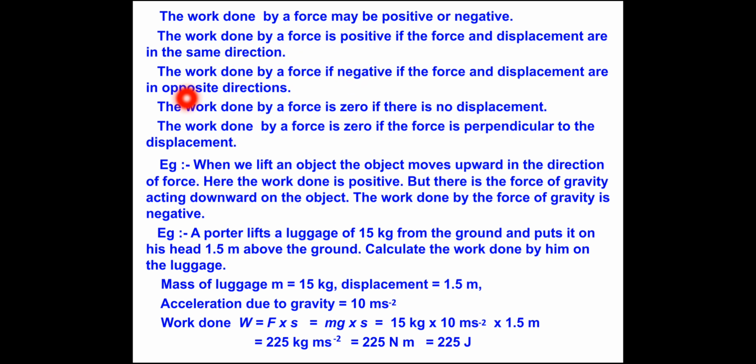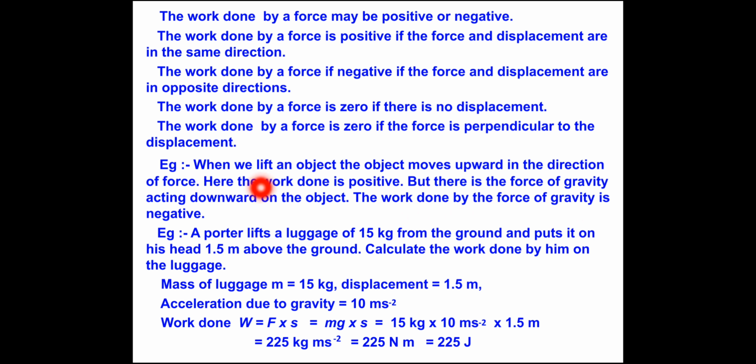Now here the work done by a force is 0 if there is no displacement. And the work done by a force is 0 if the force is perpendicular to the displacement. An example is given here. When we lift an object, the object moves upward in the direction of the force. Here the work done is positive. But there is a force of gravity acting downwards on the object. The work done by the force of gravity is negative.